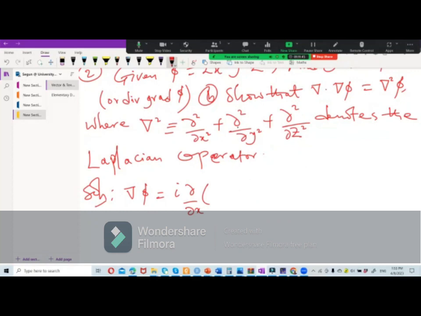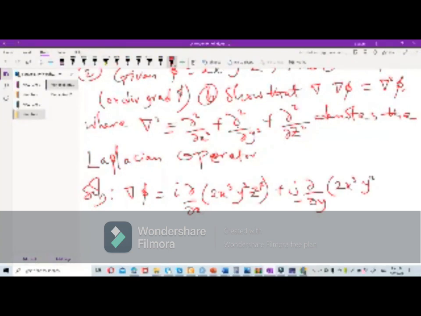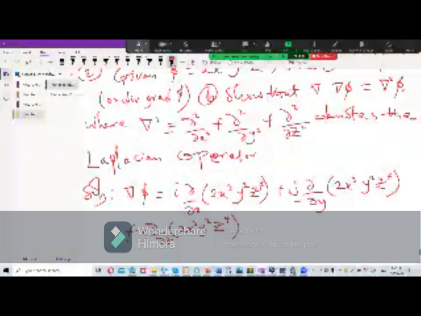Okay. So the first thing we need to do is i d/dx, we find the grad of phi. The phi is 2x cubed y squared z to the power 4. Remember, you can't separate this one, it's all just only one. Plus j d/dy into 2x cubed y squared z to the power 4, plus k d/dz of 2x cubed y squared z to the power 4. So everybody differentiate this. Let's see. Yes, you have 1 minute to do that.